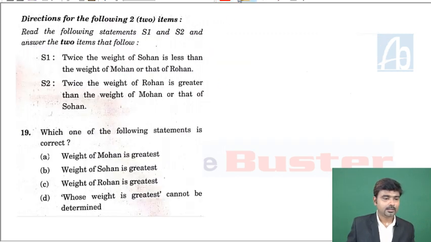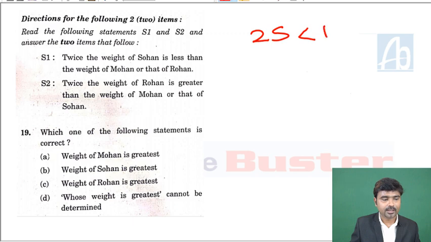Next, these questions are very simple. There are 2 statements given. From the first statement you can understand 2 times of S is less than the weight of Mohan and Rogan. 2 times of S is less than Mohan. 2 times of S is less than Rogan, right? 2 times of S itself is less than M. 2 times of S itself is less than R.